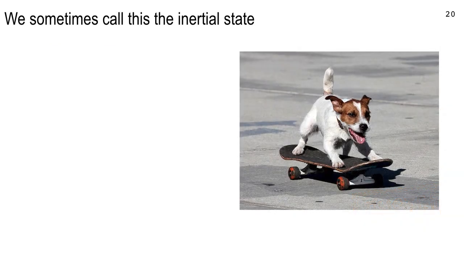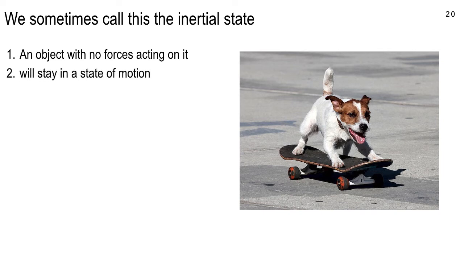Now, that frictionless state, that imaginary frictionless plane, a lot of times we call that the inertial state. And it's basically this: an object with no forces acting on it, or with no unbalanced forces acting on it, will stay in a state of motion, either constant speed and constant direction. Okay? And that's Galileo's principle of inertia.